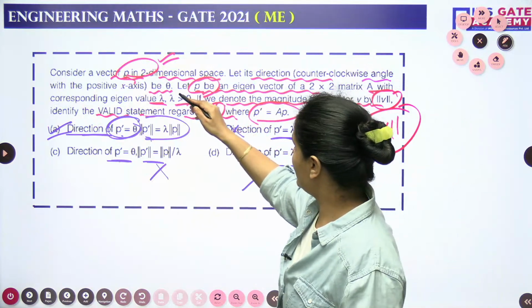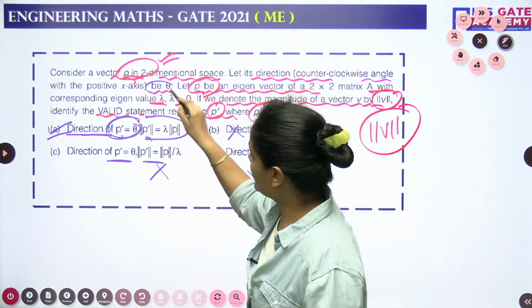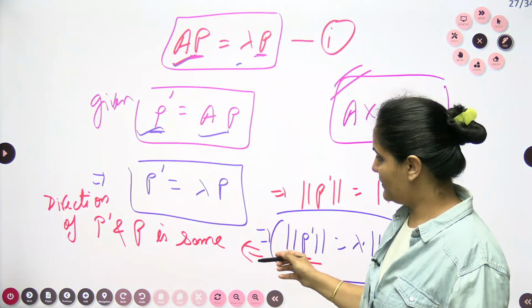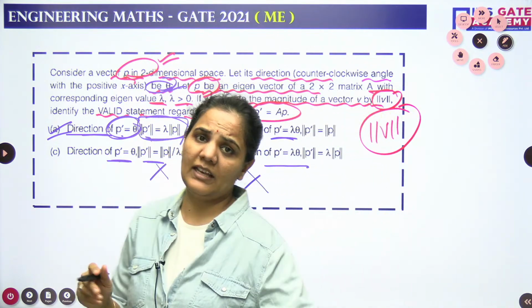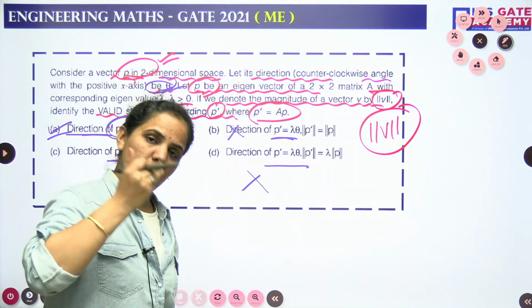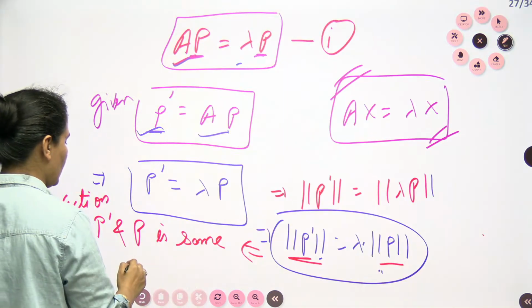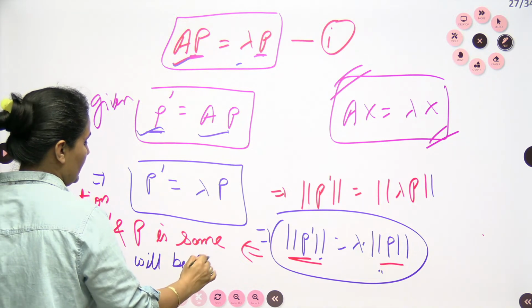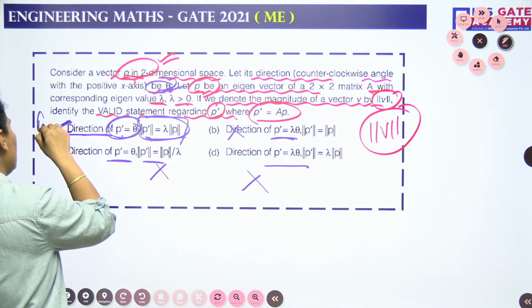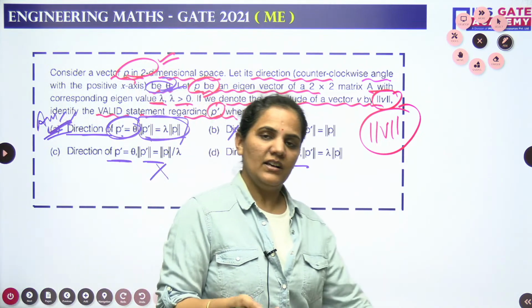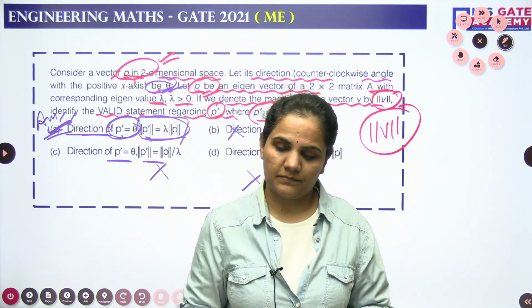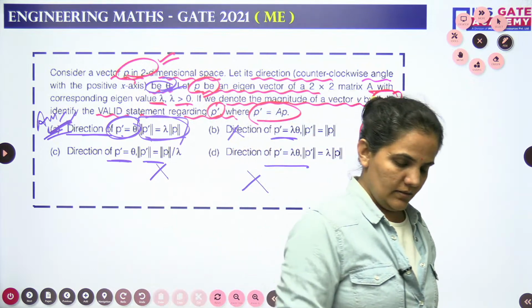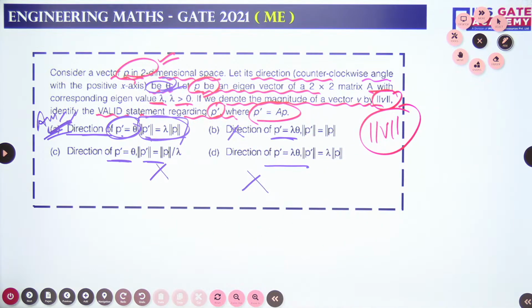Why? Because it is mentioned in the question that the direction of P is theta. And now when I see the statement in option A itself, that the length of P dash is equal to lambda times the length of P, the direction of P and P dash both will be theta. So option A will be your clearly right answer. Very easily we can approach this question with the simple concept of eigenvector. I hope this is clear to everyone.